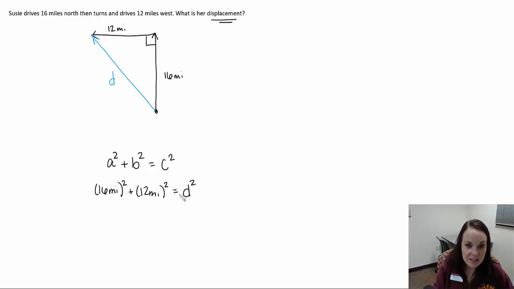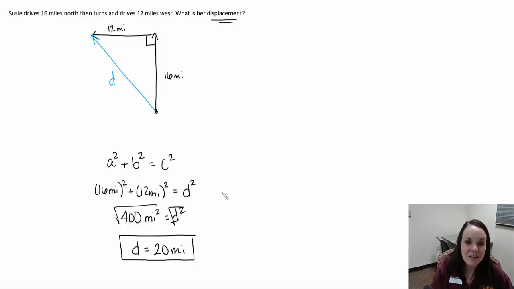So when I solve this, I take 16 squared plus 12 squared, I get 400, and that would be miles squared. Gives me d squared, and then I take the square root of both sides, and I end up with d equals 20 miles. So her displacement is only 20 miles, although her distance would be much farther than that.